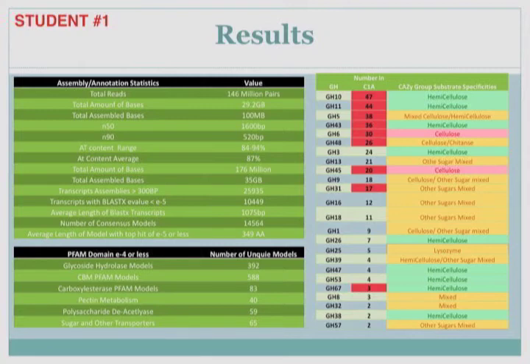Through PFAM domain identification, we classified which ones would be functionally relevant by homology to members of the CAZy database. We came up with 392 models that potentially have a GH domain with an e-value of 10^-4 or less, 588 models with the CBM domain, 83 models with the carbohydrate esterase domain, 40 with pectin metabolism, 59 with polysaccharide deacetylase, and 65 with sugar and other transporters.